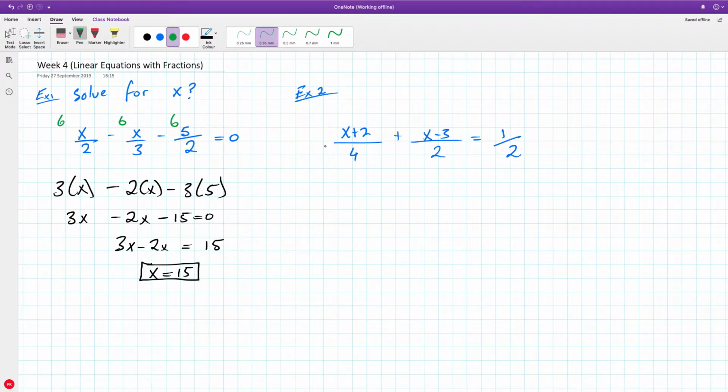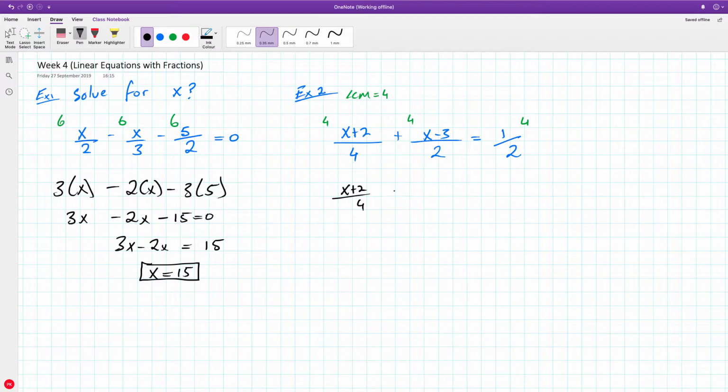Right, let's have a little look at it. So, our lowest common multiple is 4. So we're going to multiply this by 4, and this by 4. Or we can bring this over. Did you bring this over first? Right, that's what we'll do first.